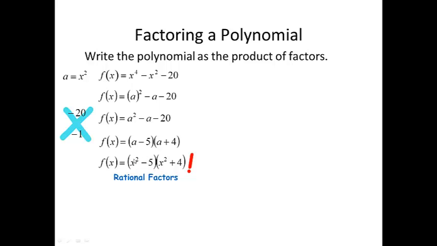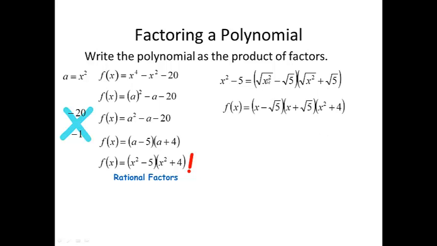Well, this is a difference of squares. If I think of it as the square root of the 5 and the square root of 5, this is a difference of squares, right? Minus and a plus. So when I take that, the square root of x squared is x, and the square root of 5 is just rad 5. So that's this part. Now that's my real factors.